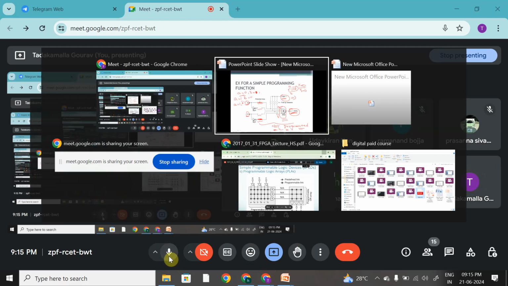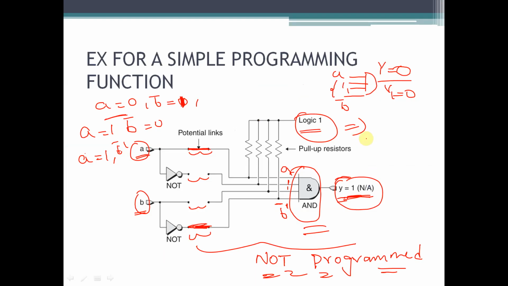Sorry for that. So this output we are getting depending upon our inputs. After the programmer programs this circuit, these links will be established and they cannot be removed. These are permanent links. So this circuit and this concept, is it clear?